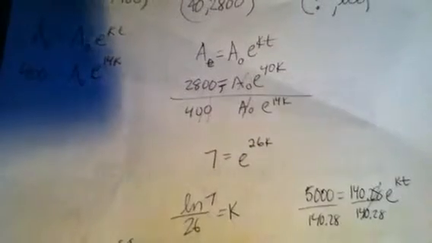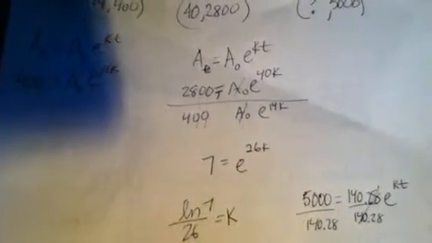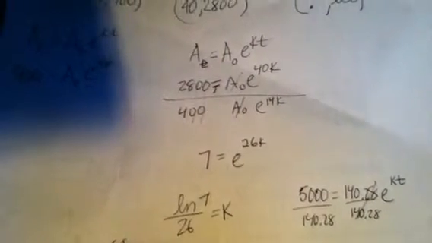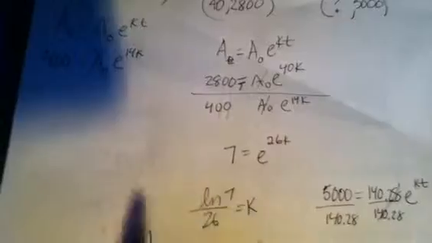And then I ln both sides, and the ln and e go away. ln of 7 equals 26 times k. Divide both sides by 26. That's where that came from. Instead of writing out the decimal, I'm just going to keep writing k. Saves me a lot of work.